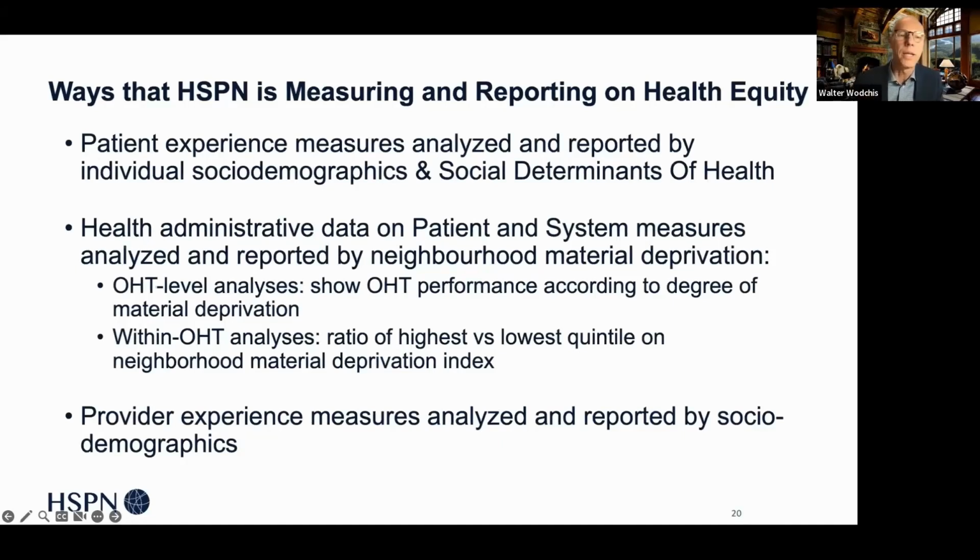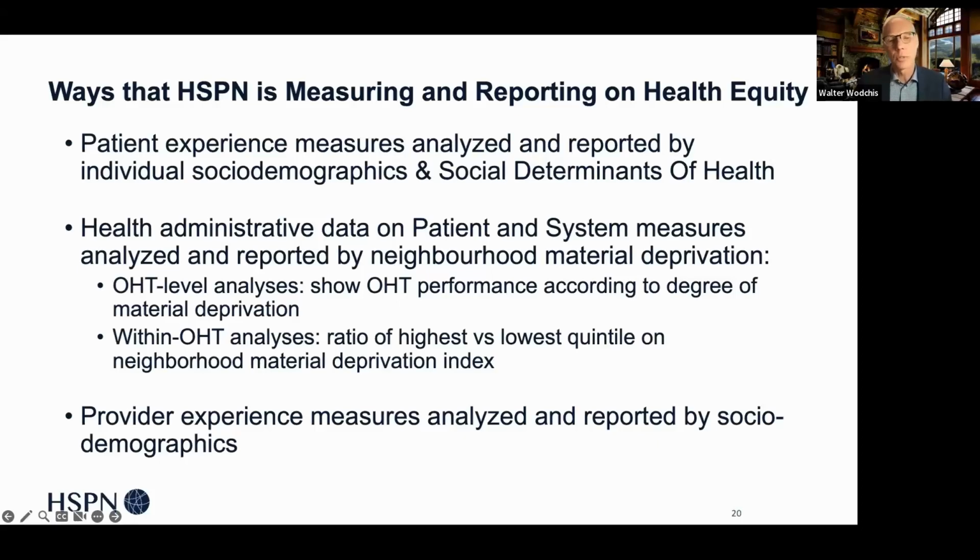Much of our work at the HSPN is based on health administrative data. And we have both patient and system measures that are analyzed and reported primarily by neighborhood material deprivation. I'll describe that again in a little bit more detail. And we have both OHT level analyses where we show improvement indicators according to the degree of material deprivation in the OHT, but also to each OHT, we've been sending data back. And in that data, for all of our indicators, we let you know what the performance or the improvement ratings are for each quintile of material deprivation.